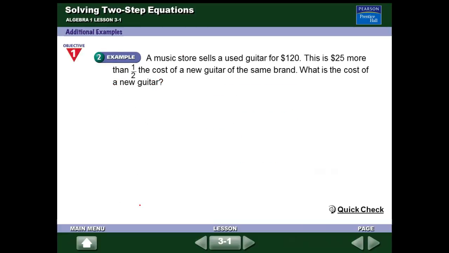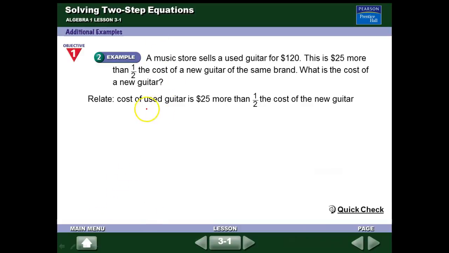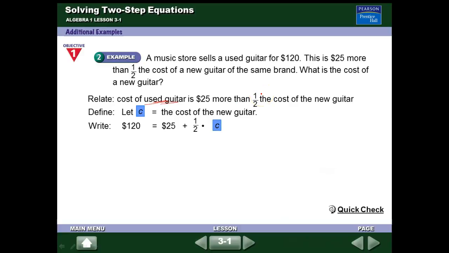Another example, this is more of a word problem here. Go ahead and pause. Okay, so what do we know? The cost of a used guitar, we know, is an additional $25 more than half of whatever the new guitar cost. So how can we write that into the math world? Well, we know a used guitar was 120 bucks, and we know that's going to equal the 25 original dollars plus half of whatever the new guitar costs. So they use C for the cost of the new guitar.